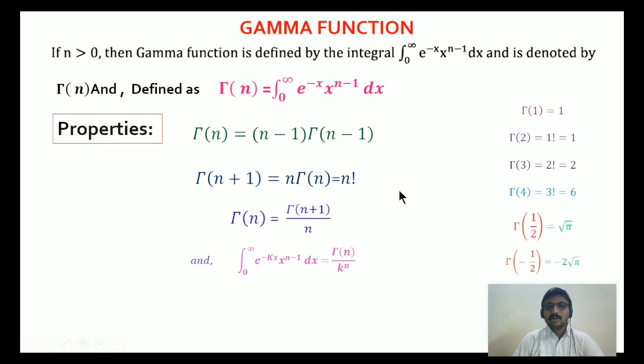And gamma 0, gamma minus 1, gamma minus 2, gamma minus 3, and so on are not defined. Gamma is not defined for negative integers, including 0. Gamma 0 is also not defined.